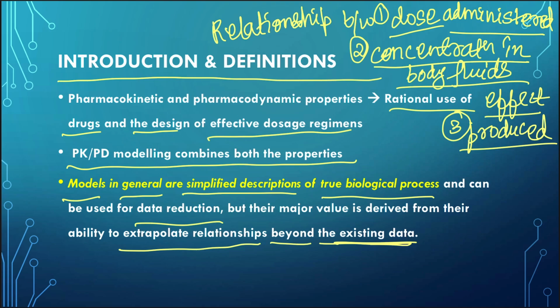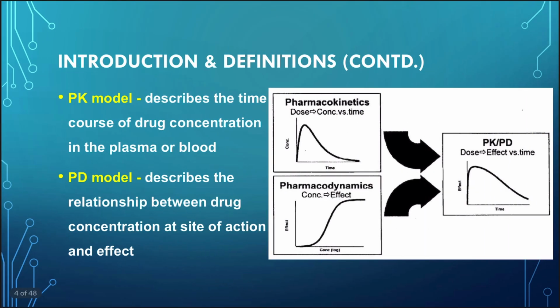Now coming to each of the models individually. First we have the PK model, that is the pharmacokinetic model. The pharmacokinetic model basically describes the time course of concentration of a particular drug in the body. It describes the concentration of the drug in the plasma, because that is the one which is easily measurable for us. Here you can see the time course of drug concentration in plasma or blood.